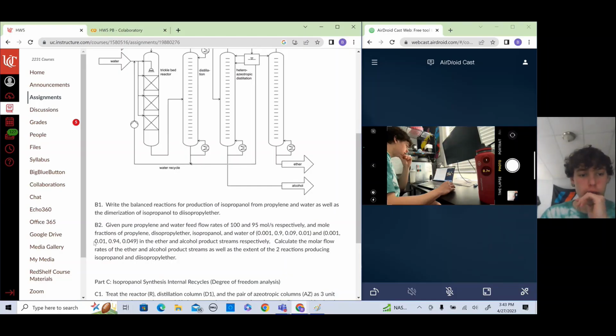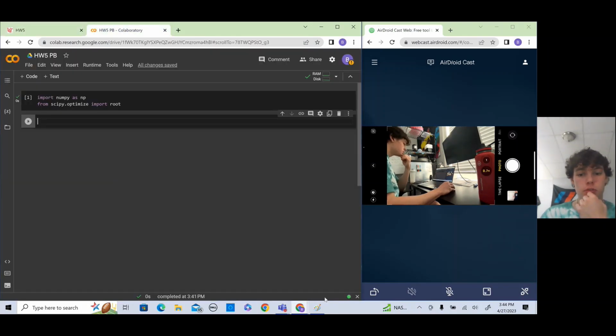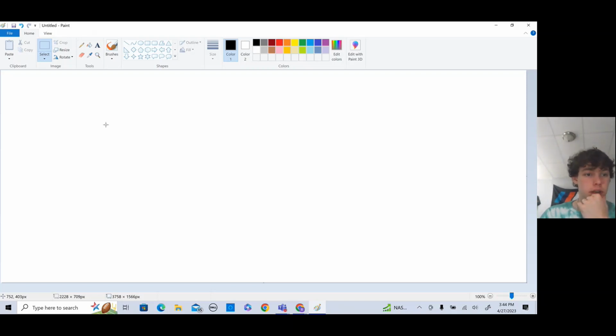For homework 5, part B, we'll start by writing out the balanced equations for the water and the propylene and the isopropanol and diisopropyl ether. So we'll start with our propylene, C3H6, and our water, which will create our isopropanol.